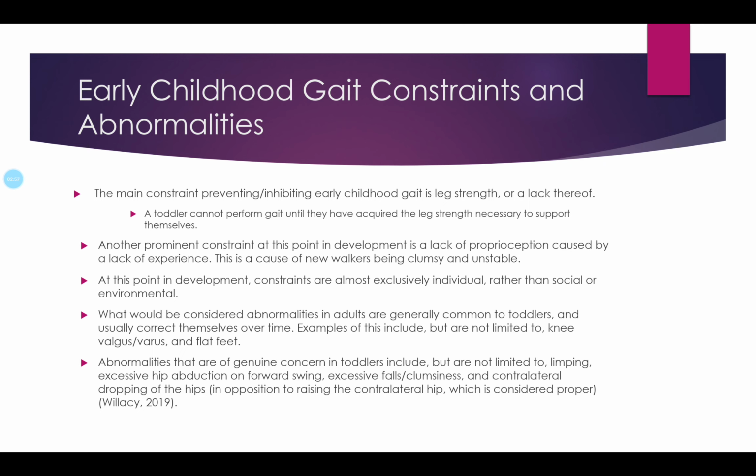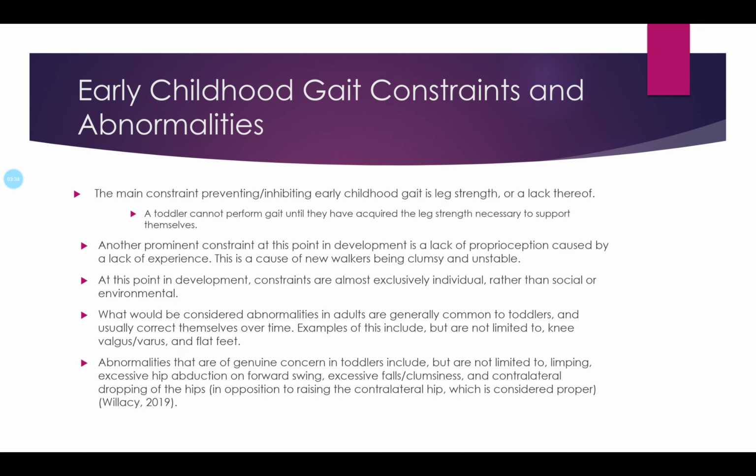At this point in development, constraints are almost exclusively individual rather than social or environmental. Not to say that there are no social or environmental constraints in this stage, it's just they aren't nearly as prominent as personal constraints. What would be considered abnormalities in adults are generally common to toddlers. These usually correct themselves over time. This includes, but is not limited to, knee valgus or varus, which is knock knees and bow-legged, respectively, and flat feet.